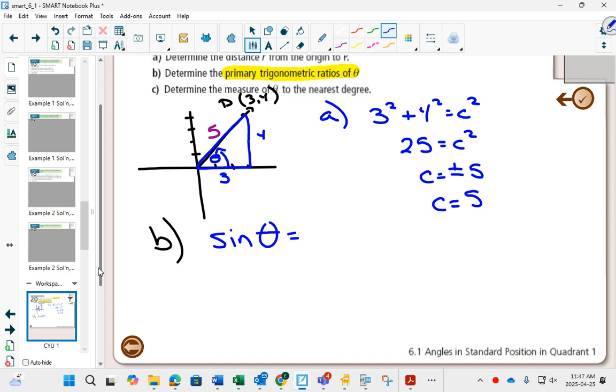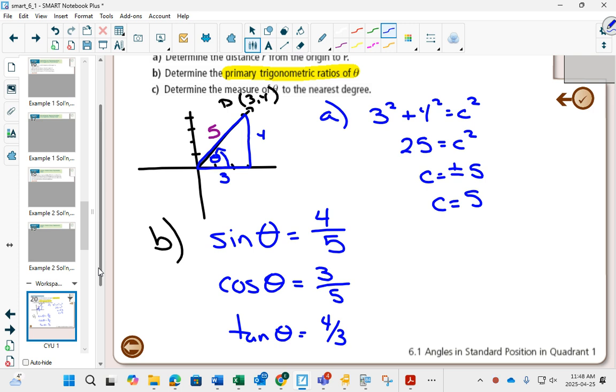So I look at my triangle. SOHCAHTOA says sine is the opposite side over the hypotenuse. I want to do cos of the angle. That would be the adjacent side over the hypotenuse. And I want to do tan of the angle. That would be the opposite side over the adjacent.